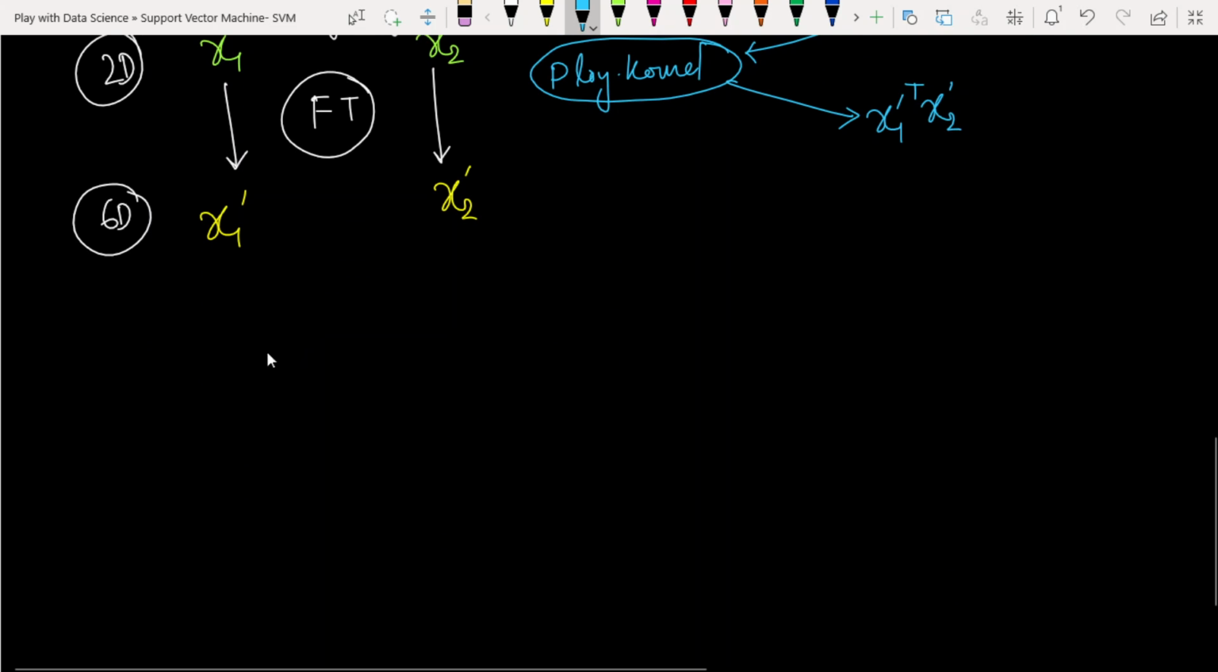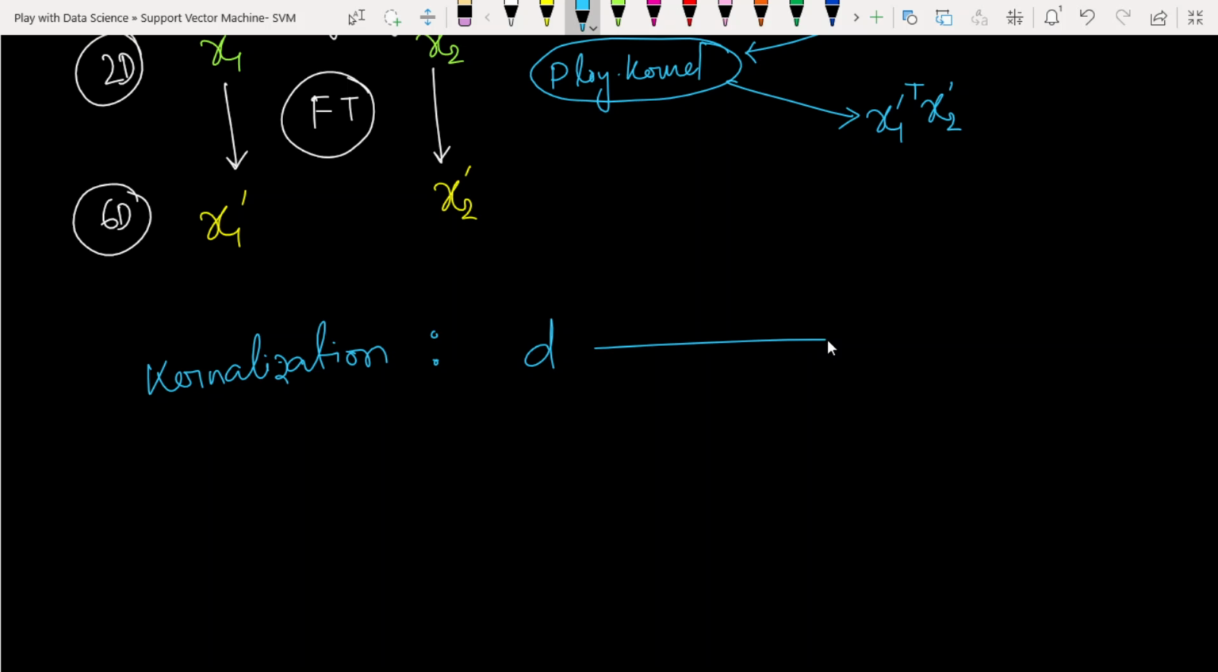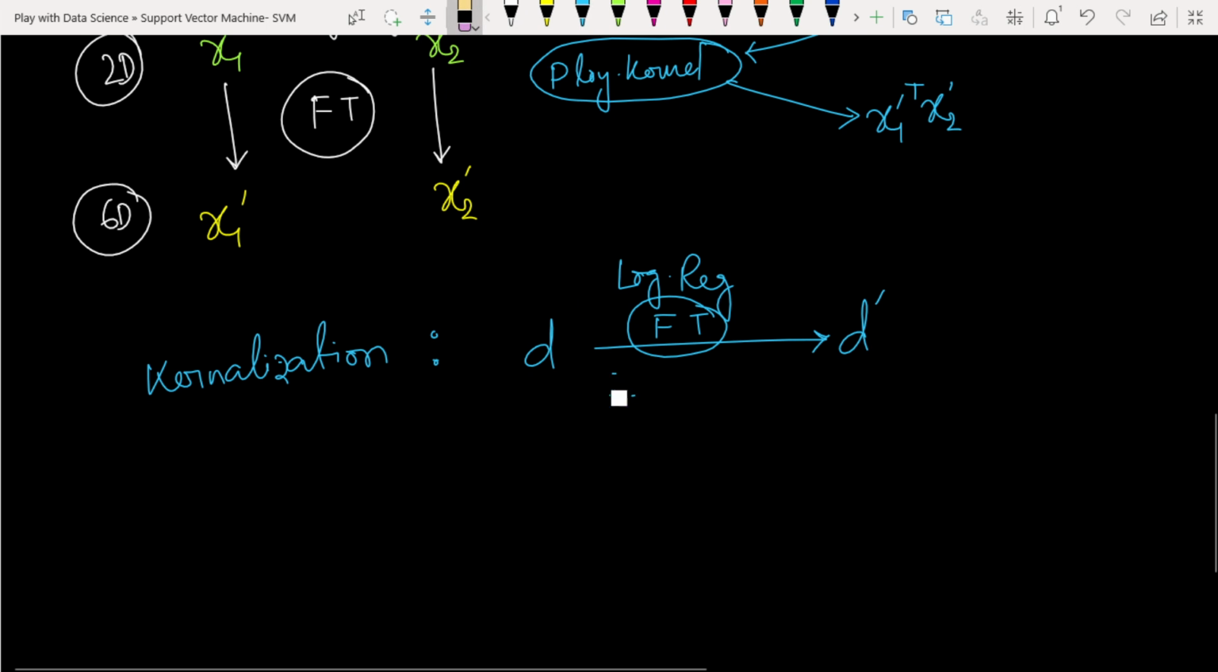So just write down this thing: kernelization. If we have d dimensional features, then in logistic regression, by simply using the feature transformation, we are converting them into d dash dimensions. And how do we do that? Internally we are doing this thing. Here in SVM, we are using this, just this different color here.